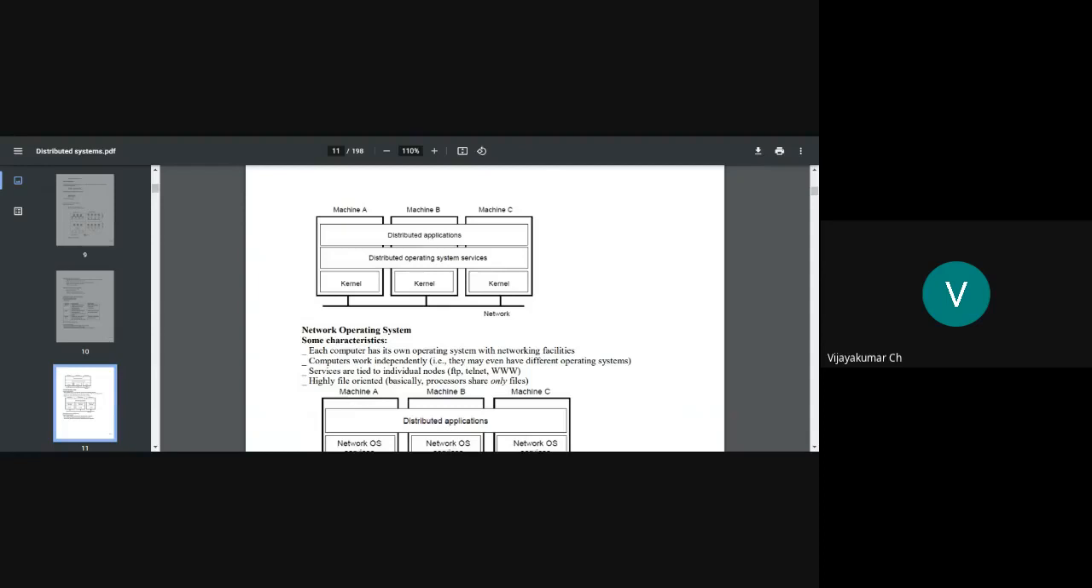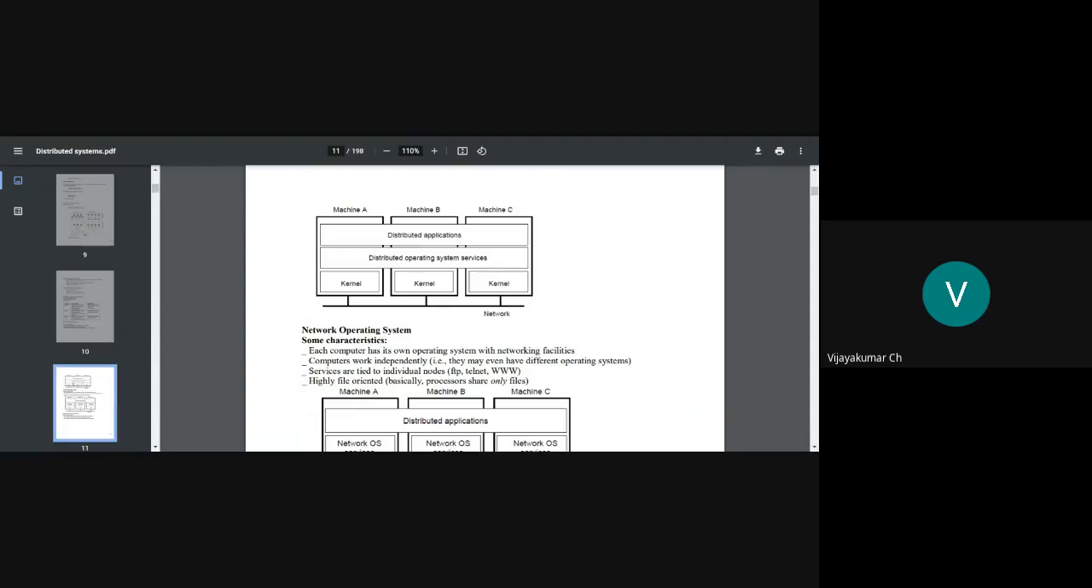After that, what is a networking operating system and what are its characteristics? The first one: each computer has its own operating system with networking facilities. Computers work independently. They may even have different operating systems. Services are tied to individual nodes, like Telnet, WWW, FTP, file transfer protocol. It is highly file oriented. Basically, processors share only files.